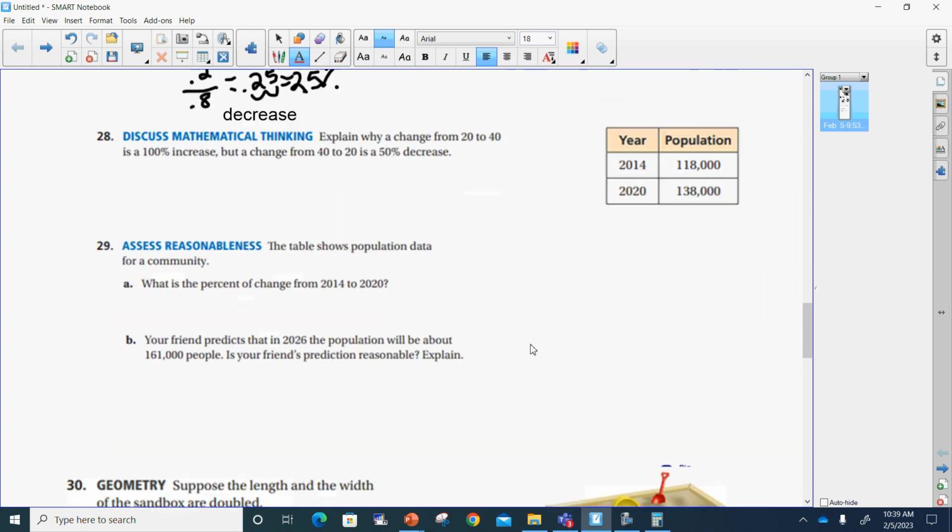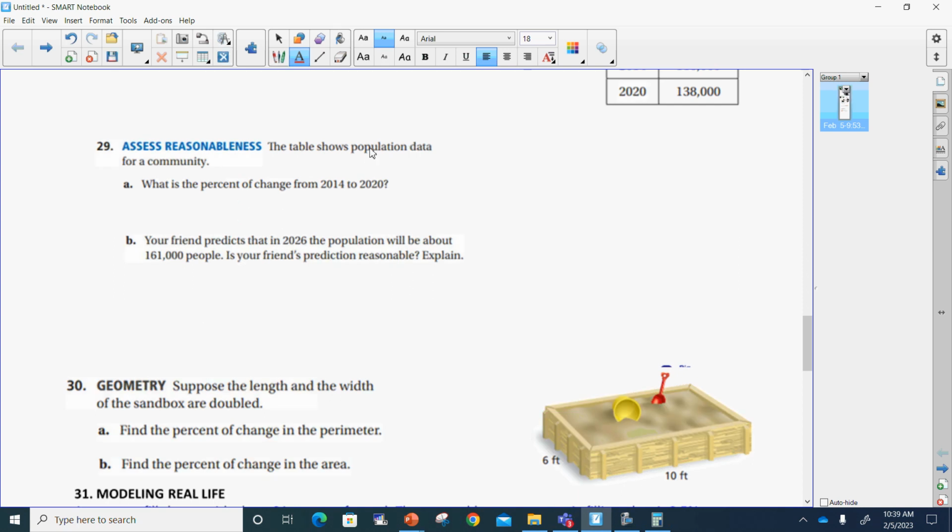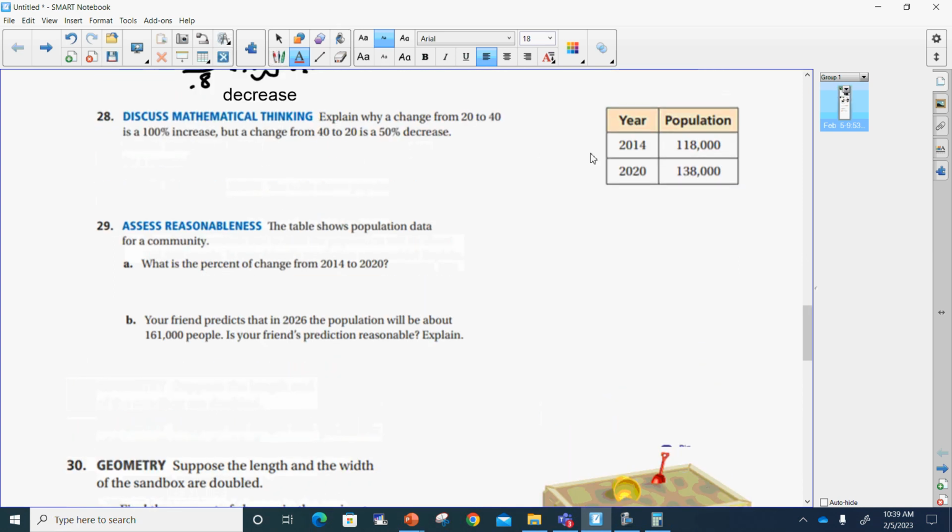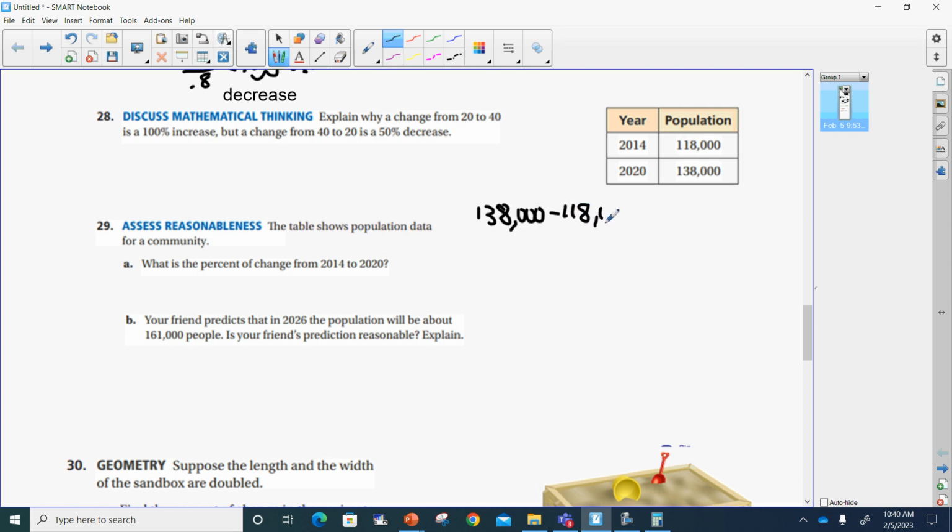Let's go ahead and go to number 29 now. It says the table shows population data for a community. Oh, this must be it here. It says from 2014 to 2020, this definitely is it. All right, what is the percent of change from there to there? If I do the percent of change, remember it's big number minus small number, and we're going to divide it by the original number. The original number was 2014, so this would be 118. We know this is going to be an increase.